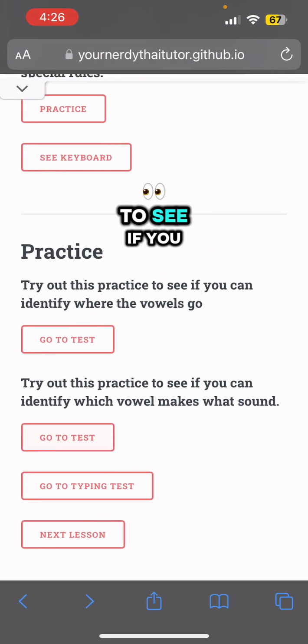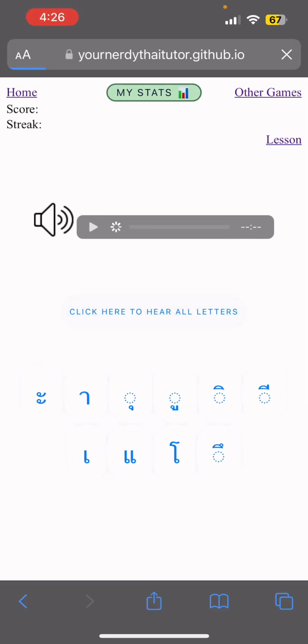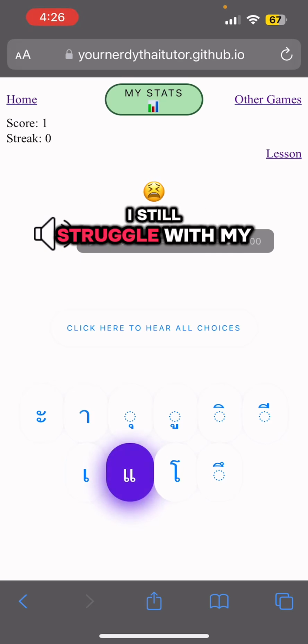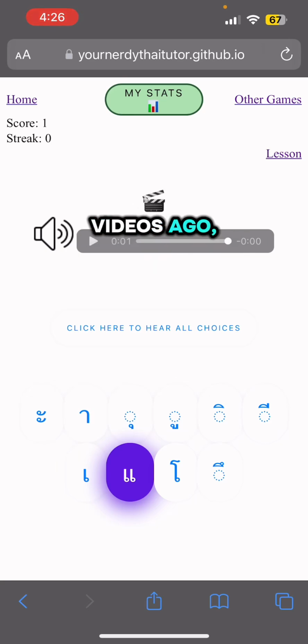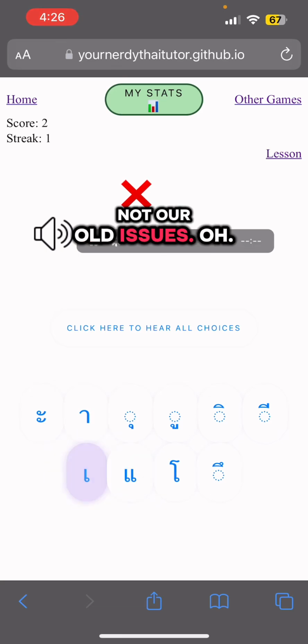Try out this practice to see if you can identify which vowels make what sound. Okay, cool. Oh, you're gonna practice my long and short. That's a long ooh. That's eh. Or is that ah? I guess so. Y'all, I still struggle with my eh and ahs, I'm not gonna lie, but I am better. We did pass that other test if you watch a few videos ago. So, hopefully, we can focus on our new letters, not our old issues.